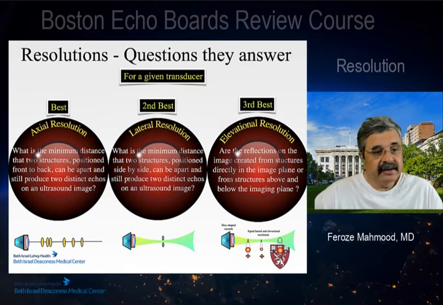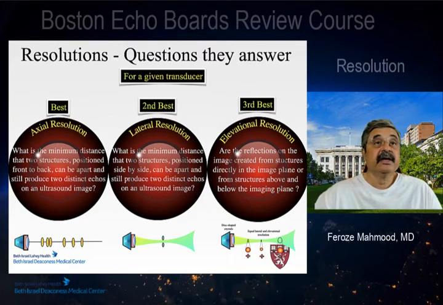The question they answer for axial resolution is: what is the minimum distance that two structures positioned front to back can be apart and still produce two distinct echoes on an ultrasound image. Lateral resolution asks what is the minimum distance that two structures positioned side by side can be apart and still produce two distinct echoes on an ultrasound image. And elevation resolution answers the question: are the reflections of the image created from structures directly in the image plane, or from structures above or below the imaging plane.